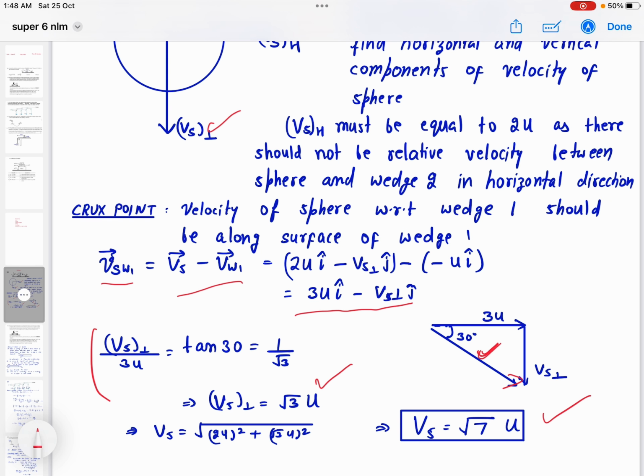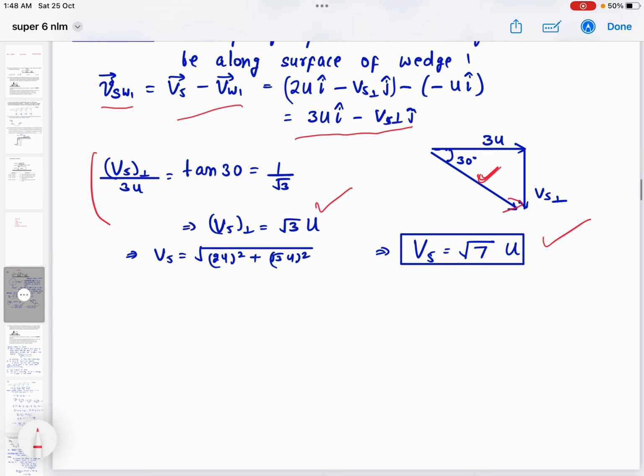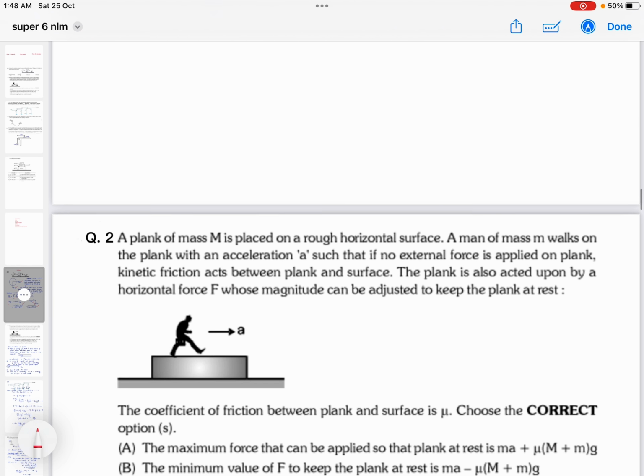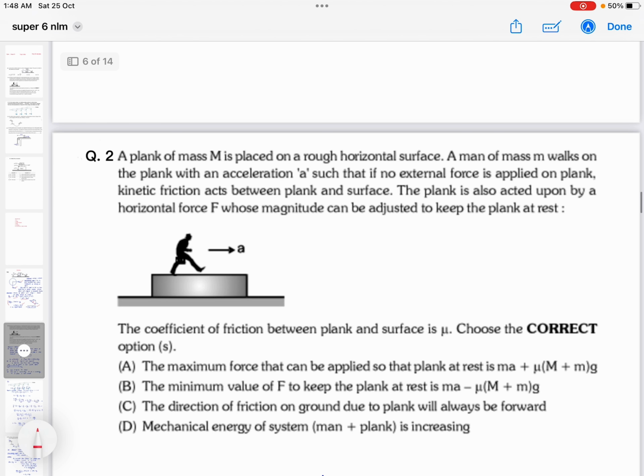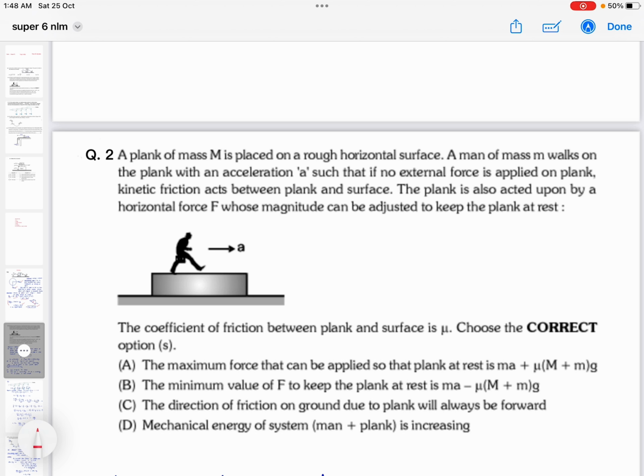So if any point is not clear, please write in the comment section, beta. Okay, now question number 2. Again it looks like a very easy question. It is just based on the nature of friction. So what is the nature of friction? When the friction between any two surfaces is kinetic, and when that friction is static. So all about that.